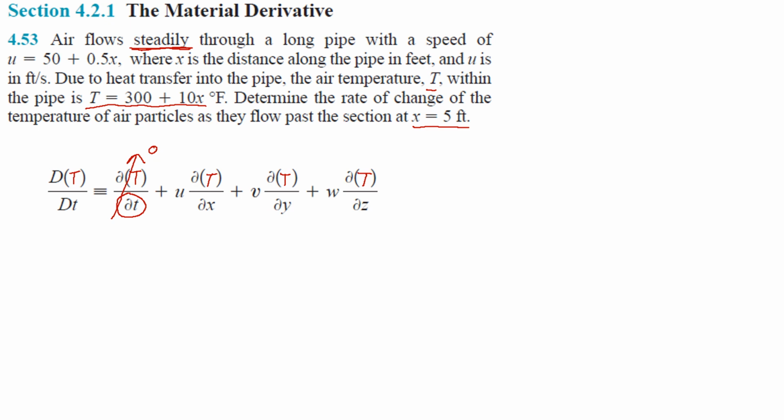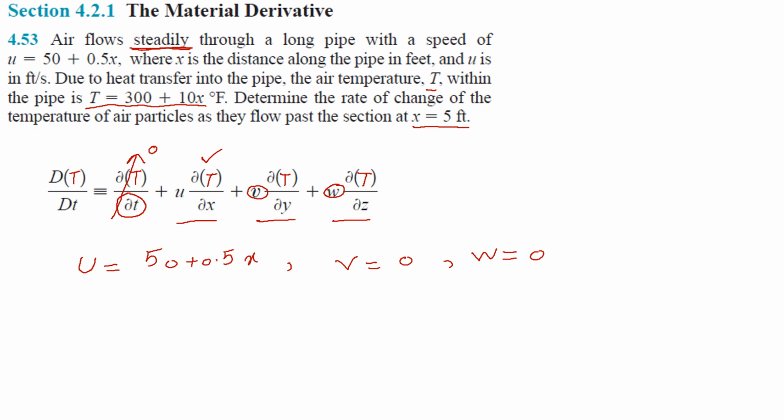Now we are having these terms only, that is u, v, w, the x, y, z components of the velocity and the change in the temperature along these axes. So here we have only the u component of the velocity, and we are only required to see the change in temperature along this particular x-axis only. So these two terms, v and w, can also be equated to 0. So if we would like to write it, here u is equal to 50 plus 0.5x. Here v is equal to 0 and w is also equal to 0.